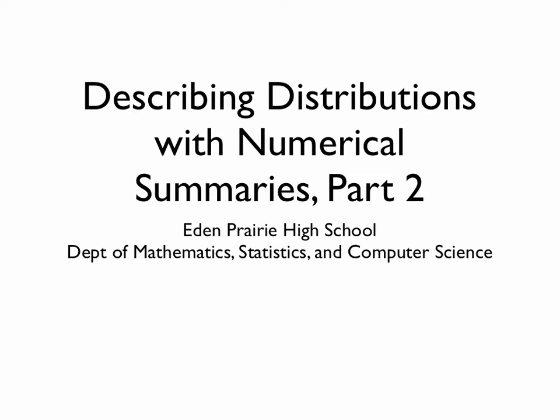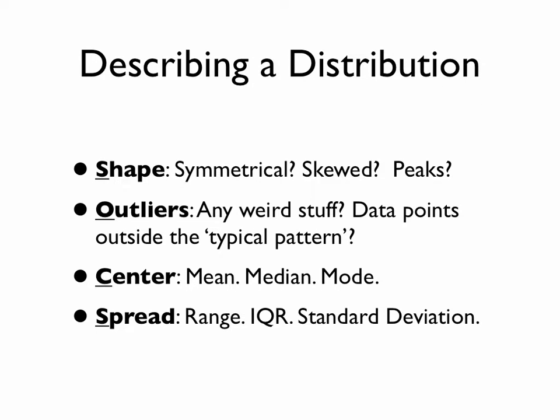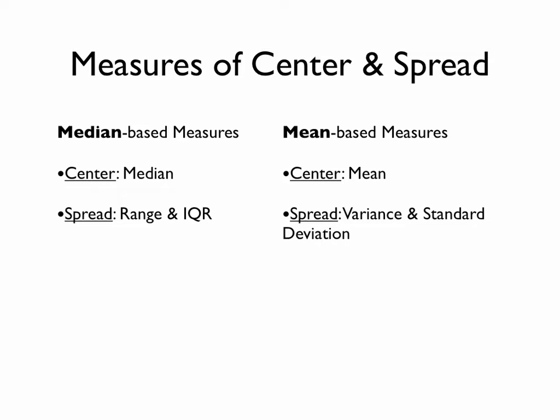This is the second part of describing distributions using numerical summaries. Whenever describing a distribution, you want to talk about its shape, which we get from graphical displays, any kind of outliers or weird stuff that doesn't fit the pattern, and then center and spread of the distribution. Those measures of center and spread are typically numerical summaries.